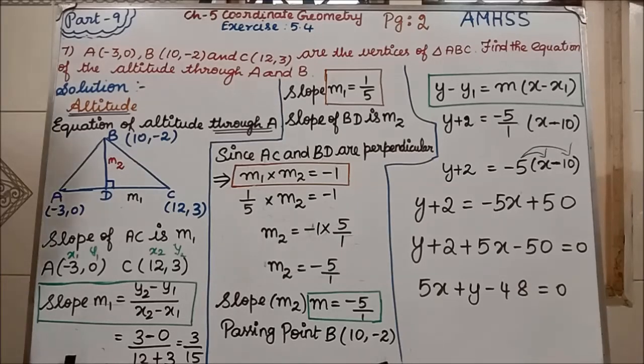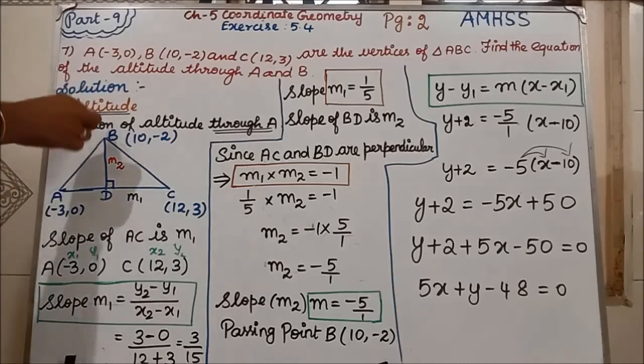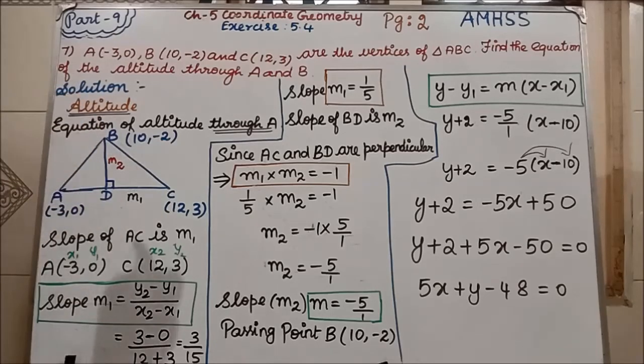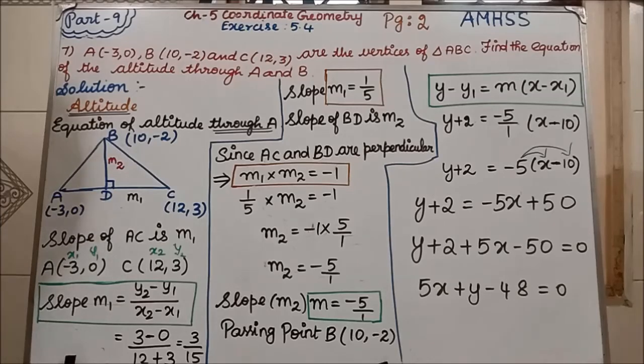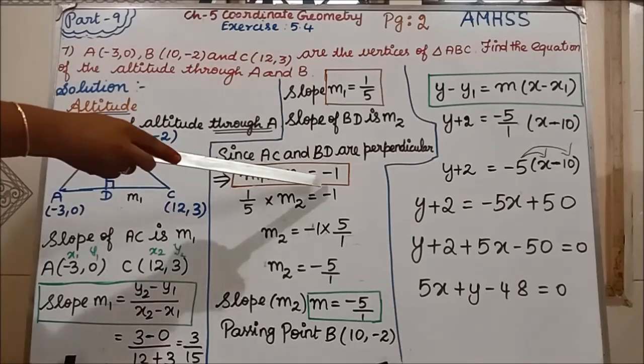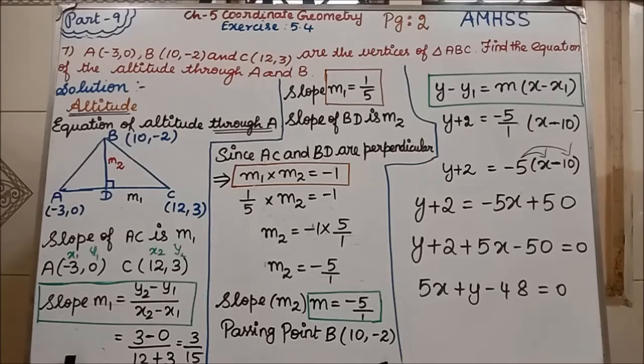Clear students? Next step, the slope of BD we have to find. We have got m1 as 1 by 5. To find the slope of BD, we only have the vertex B. We don't have the vertex D. So what will we do? We will go for the perpendicular condition. What is the perpendicular formula? m1 into m2 is equal to minus 1.